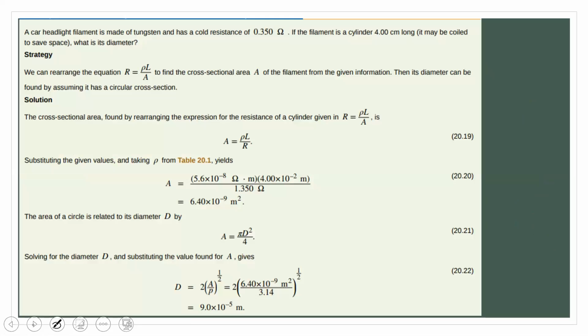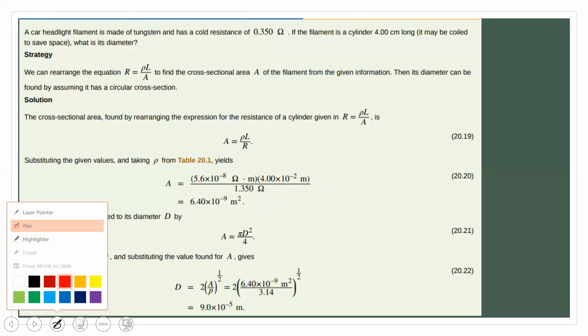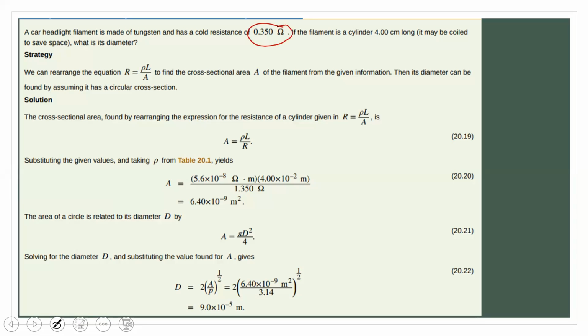Another example here now. A car headlight filament is made of tungsten and has a cold resistance of 0.35 ohm. So the resistance is 0.35 ohm. If the filament is a cylinder 4 centimeter long, what is the diameter? Here they give me the length. They ask me to find the diameter of the wire.